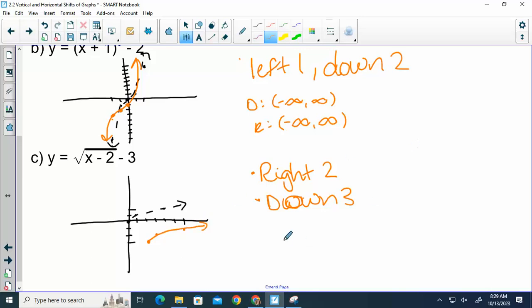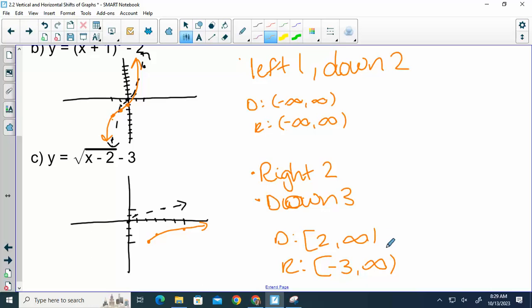What's the domain of that? 2 to infinity. Mm-hmm. Range? Negative 3 to infinity. Alright. Any questions there? We just give the domain of the new one. Yes, just the final one. Do we need more practice with any of these?